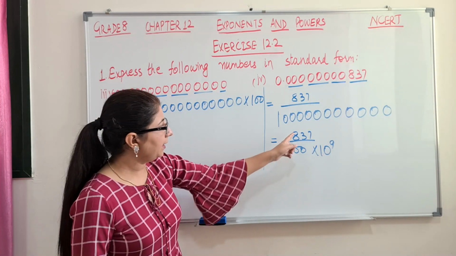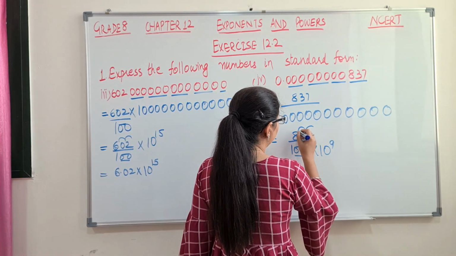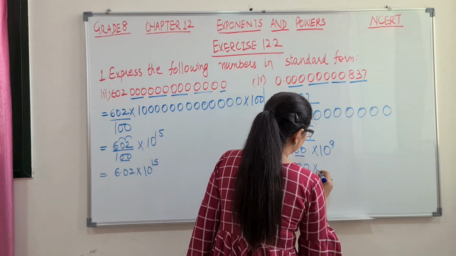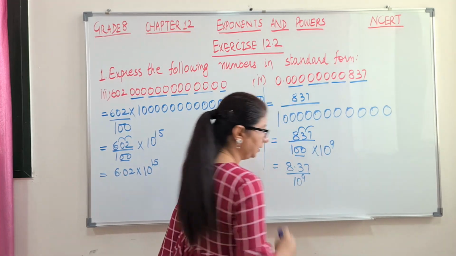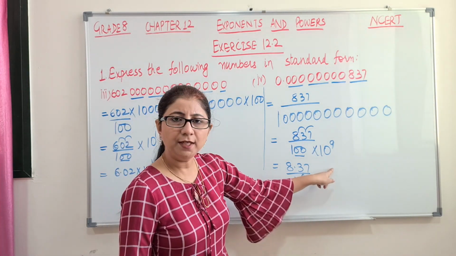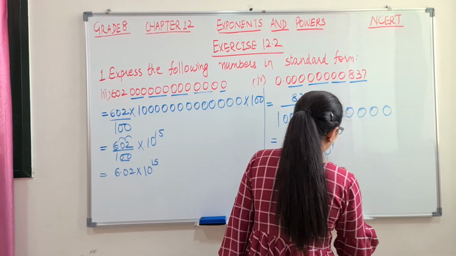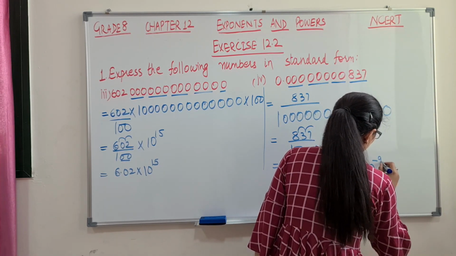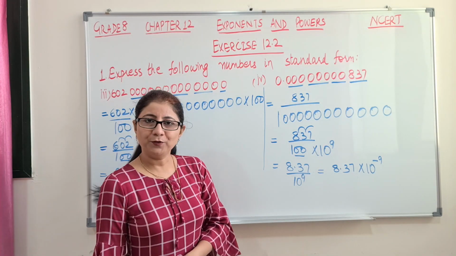Okay. So now 837 by 100 will give me, see these two, 1, 2, so I will have 8.37 into 10 raised to power 9. So again, to convert this number into standard form, we need to take the reciprocal so that the exponent comes in the numerator. So the power will change the sign. So we will have 10 raised to power minus 9. Clear? Now let's move to the fifth part of this question.